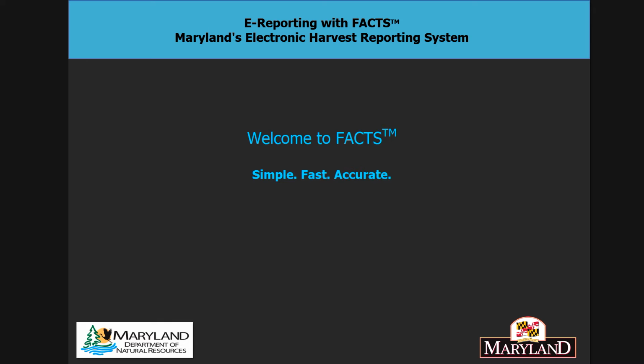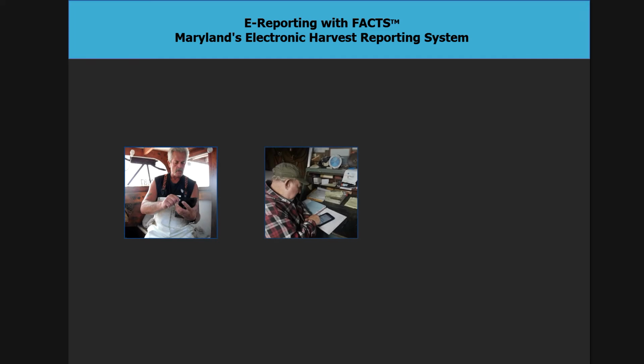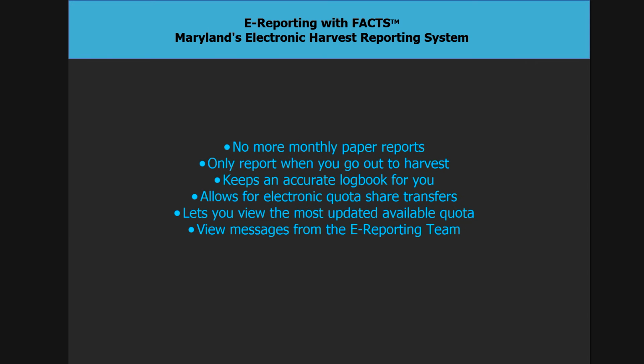The FACS system is an online website that you can access with a mobile device such as a smartphone or a tablet, a computer, or by calling into our 24-hour call center. As a FACS user, you will only have to report on the days that you go out and harvest.